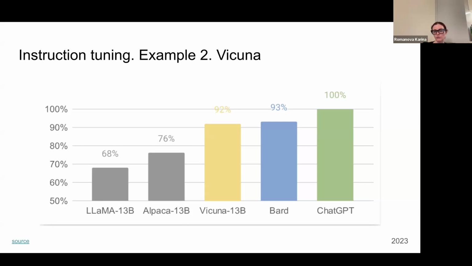By training on real-world conversational data, the model was able to learn the nuances of human dialogue, enabling it to generate more natural and contextually appropriate responses. This example highlights how instruction tuning can be tailored to specific applications such as conversational agents to enhance their performance and user engagement.